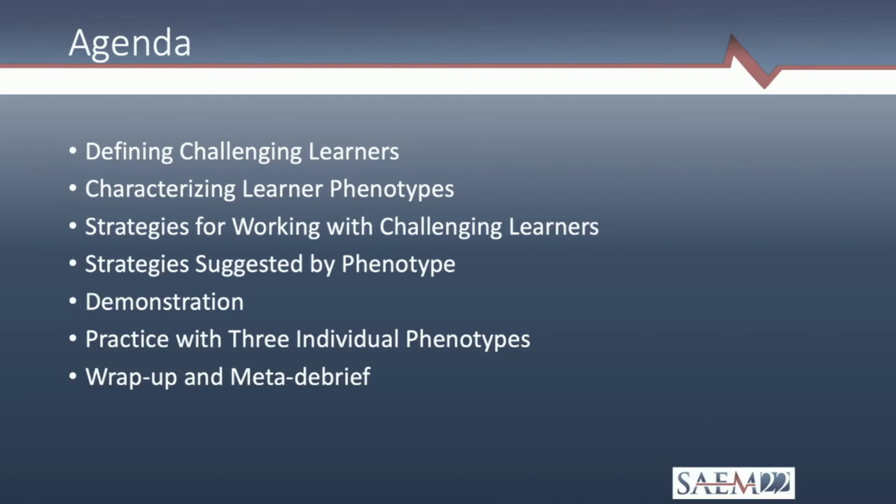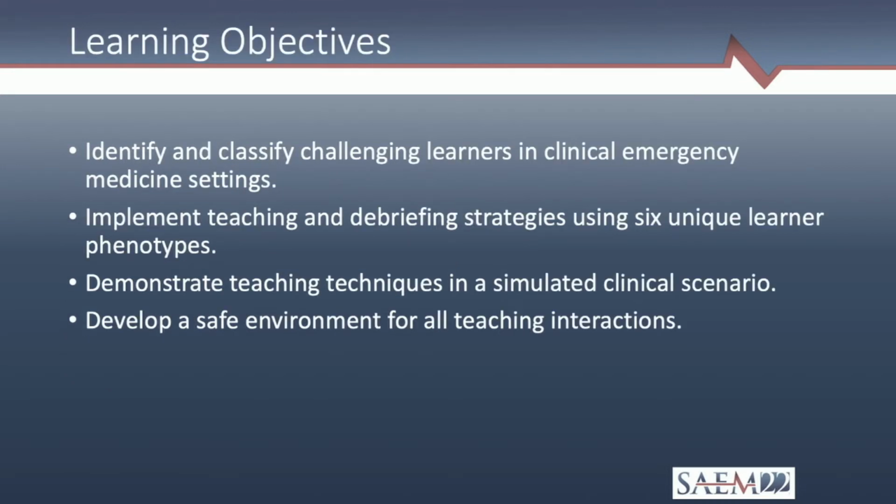Today we're going to talk about defining what a challenging learner is, how to characterize them phenotypically, and strategies for working with them by phenotype. We'll do a demonstration, with several individual phenotypes prepared for us to watch videos of and then discuss how to work with, and then we'll wrap up. The objectives for this didactic: identifying and classifying challenging learners in clinical emergency medicine settings is number one. Implement teaching and debriefing strategies using 6 unique learner phenotypes. Demonstrate teaching techniques in a simulated clinical scenario, and develop a safe environment for all teaching interactions.